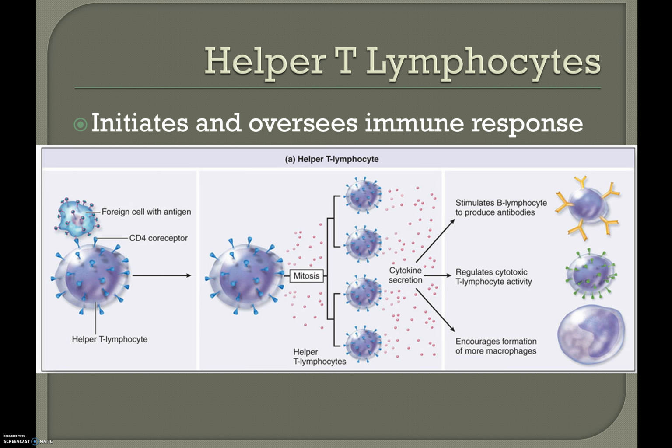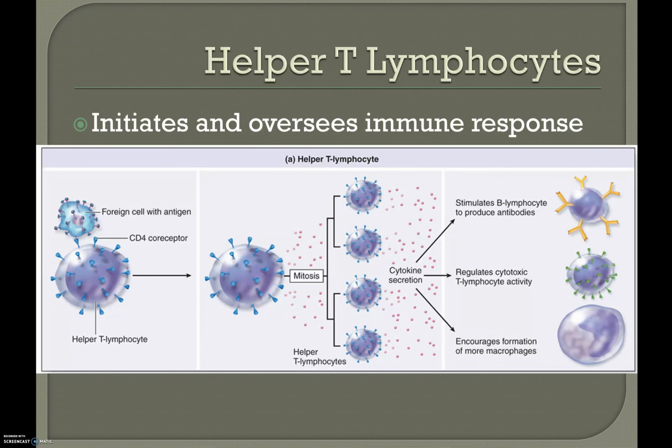The helper T lymphocyte will attack the foreign cell and it will start producing cytokines. At the same time, the helper T lymphocyte will divide by mitosis and produce more helper T lymphocytes. As more and more cytokines are produced, they will stimulate production of other lymphatic cells, as we see on our very right.